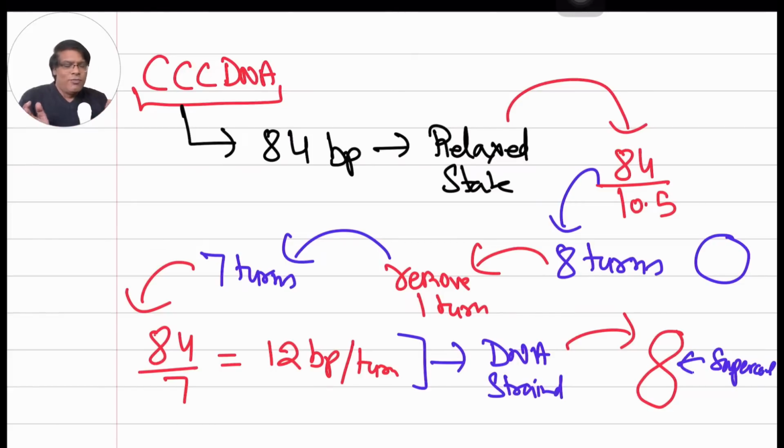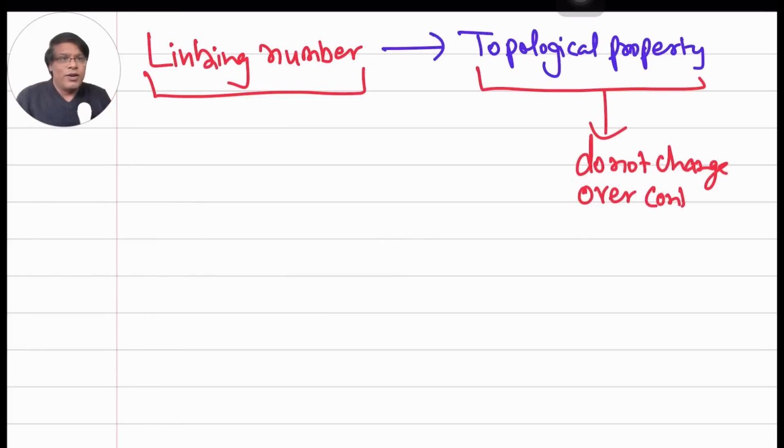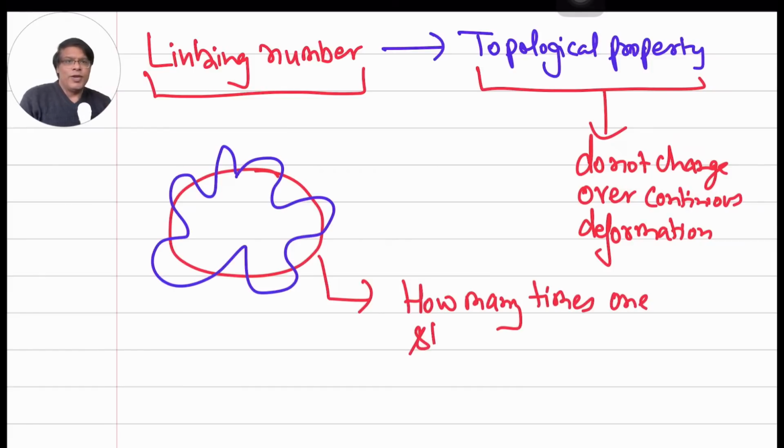So here, by forming supercoils in DNA, it is going to remove its tension. So hopefully it is clear to you what a supercoil is. Now let us try to understand what linking number is. Linking number here, keep in mind, is a topological property. I have told you, topological properties do not change. They do not change under continuous deformation.